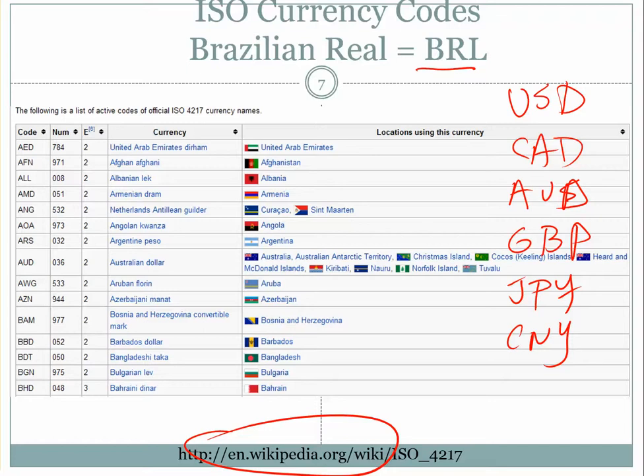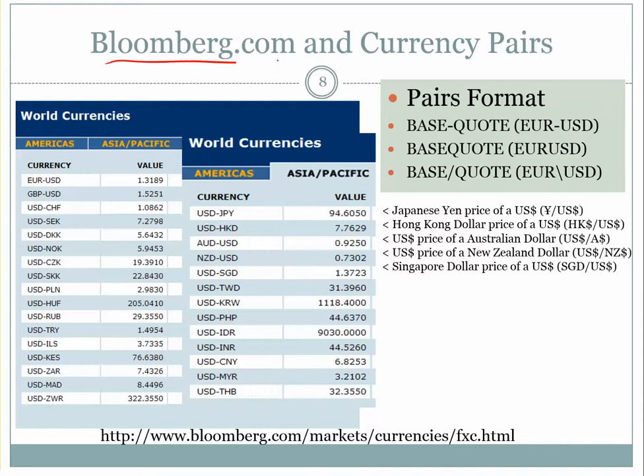It's important because a lot of times you go to websites to look for exchange rates, for example Bloomberg.com or Yahoo, and they'll just list the currency codes. So here is the dollar price of a euro. On this date it was $1.31. What gets confusing with currencies is there are always going to be two codes.